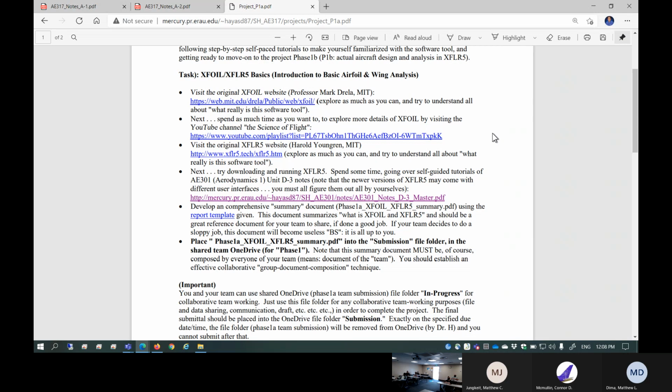I would even recommend you try downloading and running Xfoil based on this self-guided tutorial. It doesn't hurt you, because Xfoil is basically a single piece of software to simulate a single cross-section. That's it. So if you want to create a cross-section of a wing and analyze it, you can use Xfoil to analyze it. Okay.